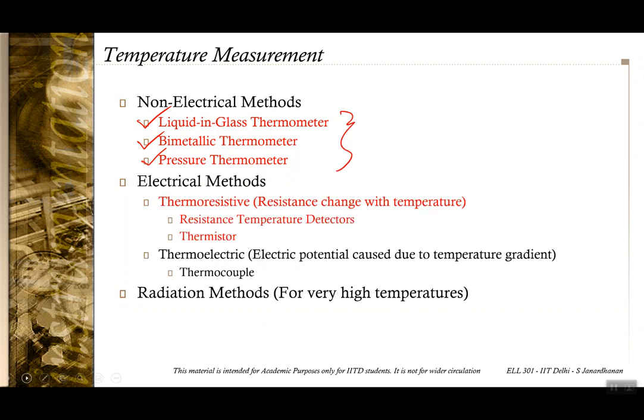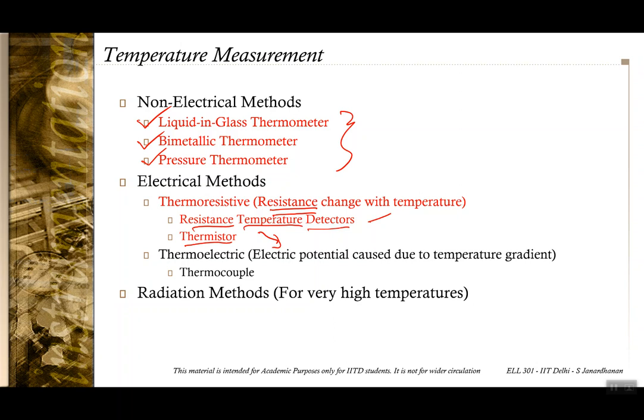And coming to the electrical methods, like the case of a strain gauge, in the thermoresistive transducer, you make use of a resistance change of certain materials with temperature. So in case that material is a metal, we have RTDs, resistance temperature detectors, where as the temperature increases, the resistance also increases. Or you also have thermistors, which are semiconductor based temperature transducers, where the resistance decreases as the temperature increases.